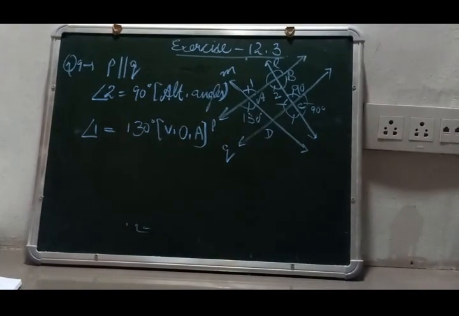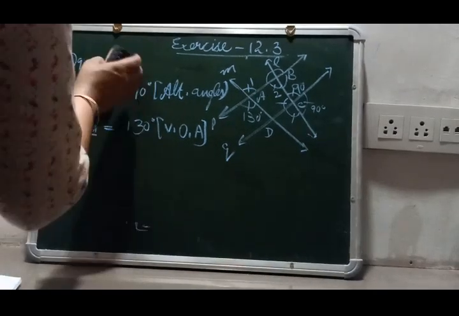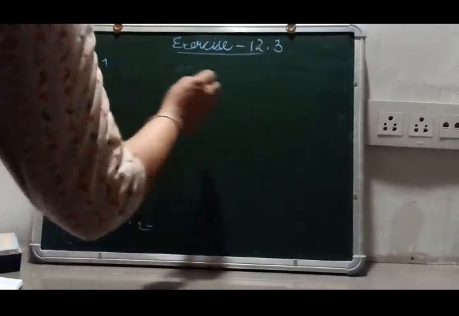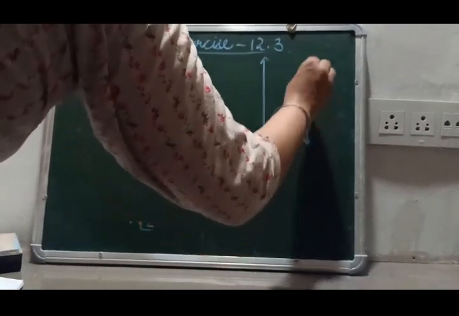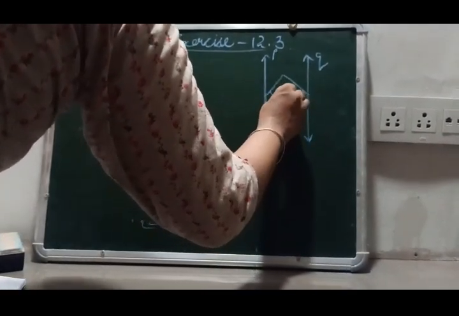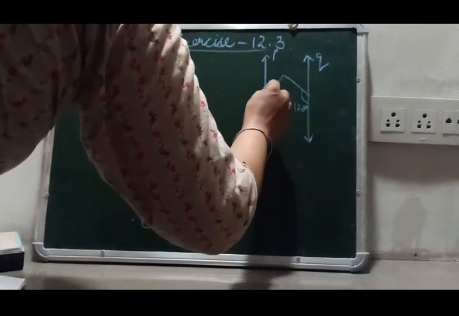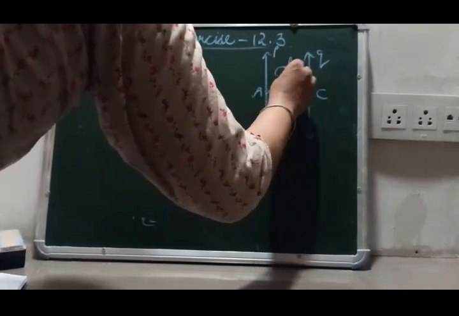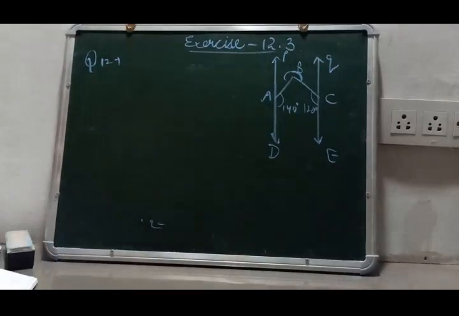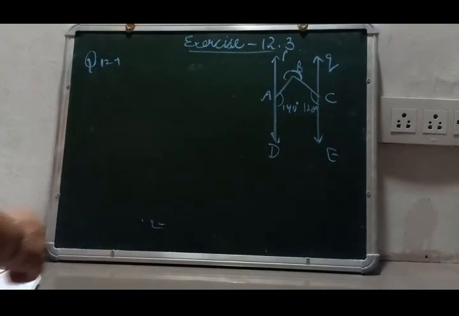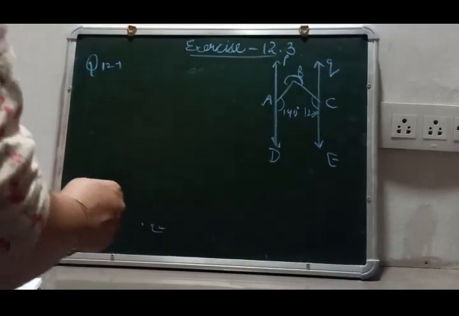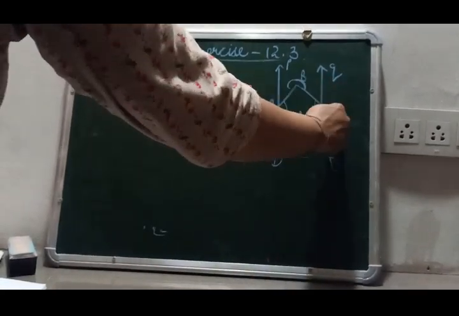Now come to question number 12. Here we are given two lines P and Q. This angle is 140, this is 120, A, B and C. So here we are asked that in the given figure, P and Q are two parallel lines, AB and BC are line segments such that angle BAD is 140 and angle BCE is 120.